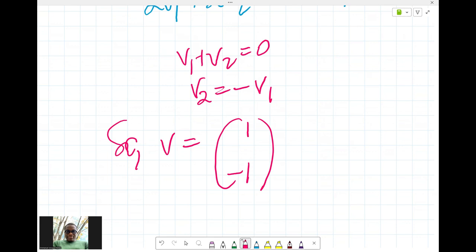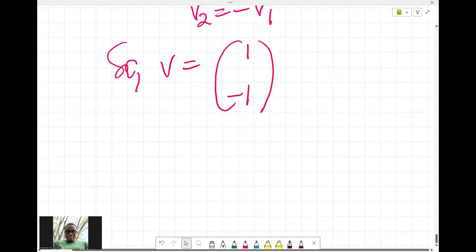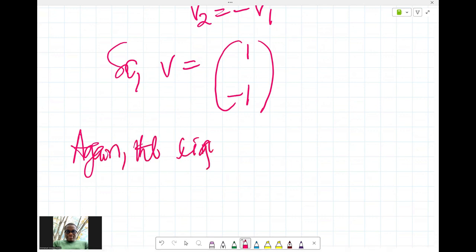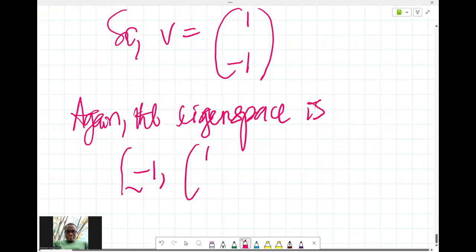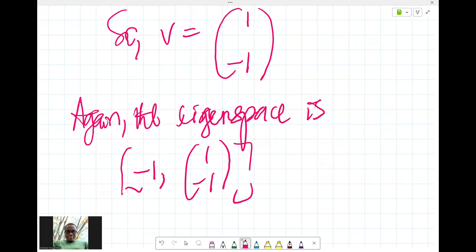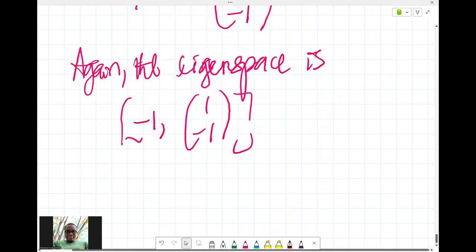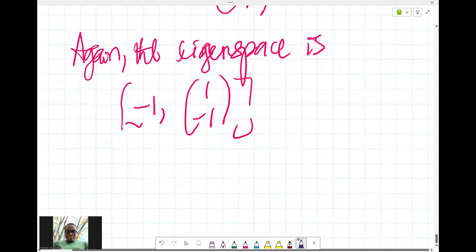Okay, so again, the eigenspace is, you have -1 as lambda, and you have 1, -1 as eigenvector. Okay, so we have this. Now that you have found all of these things, what we have been doing so far is just to solve the homogeneous part. So we can now write out the solution, right?